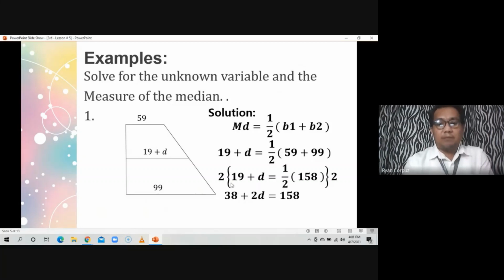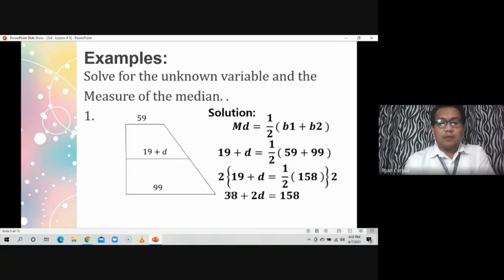Bakit naging 38 plus 2D? 2 times 19, that would be 38. Plus 2 times D, we come up with 2D. Is equal to, cancel the 2 here, then 1 times 158 now, it will be equal to 158. Then, isolate that given equation.